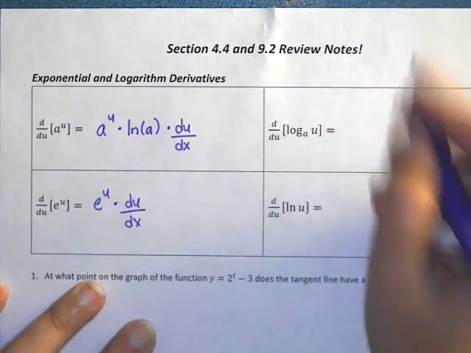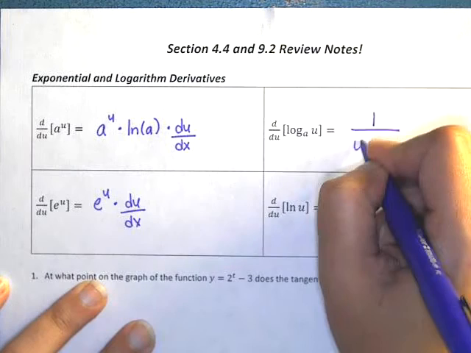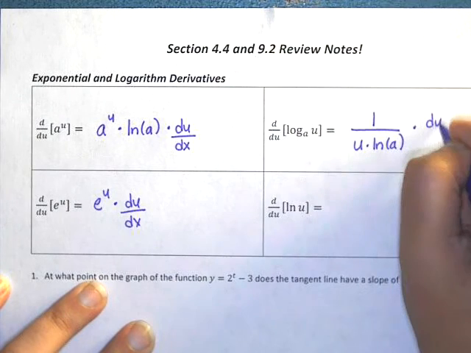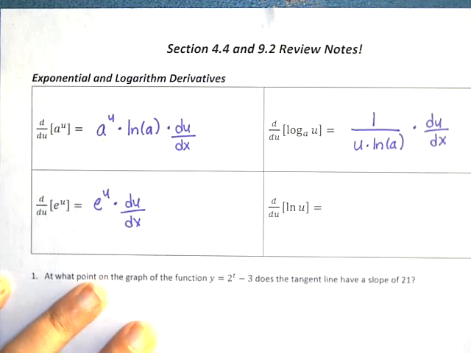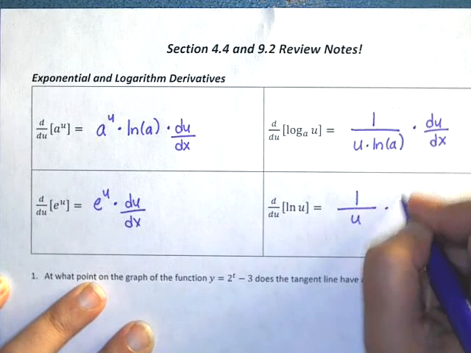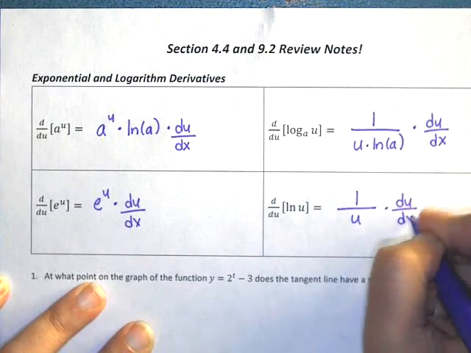Log base a of u, you would have 1 over the stuff times the natural log of the base times the derivative of the stuff. And if it's natural log, so the base is an e, it would just be 1 over the stuff times the derivative of the stuff.